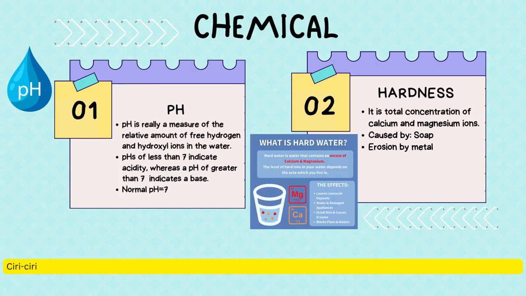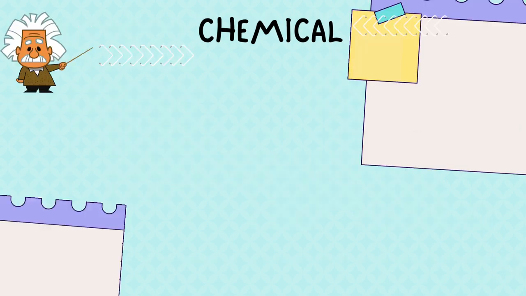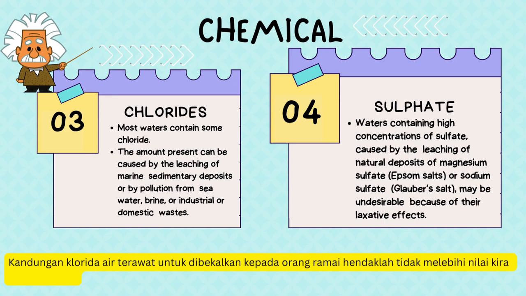Chemical characteristics. To examine water, chemical tests are carried out. The pH value of water is a measure of its acidity or alkalinity. The chloride content of treated water to be supplied to the public should not exceed a value of about 250 ppm.